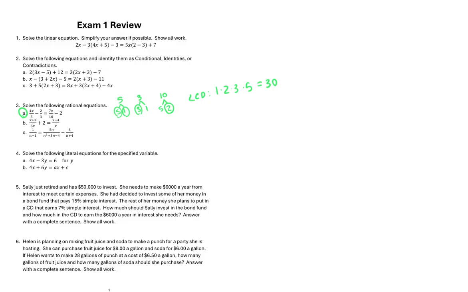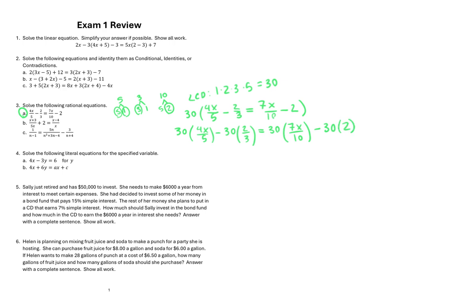I'll go ahead and write 30 times 4x over 5 minus 2/3 equals 7x minus 10 over 10 minus 2, and I'm multiplying 30 by the entire equation. So that would turn into 30 times 4x over 5 minus 30 times 2/3 equals 30 times 7x over 10 minus 30 times 2. Or I could write minus 2 times 30. It's the same thing.